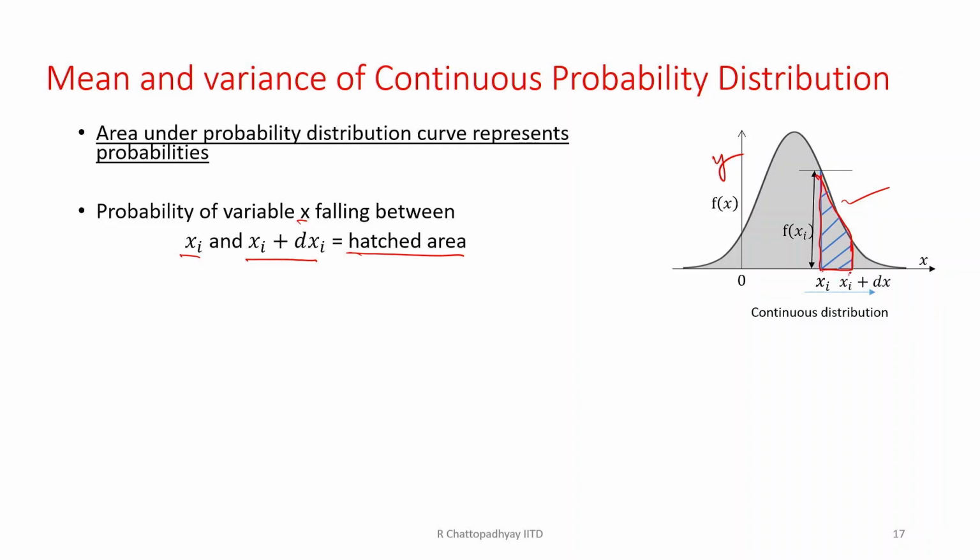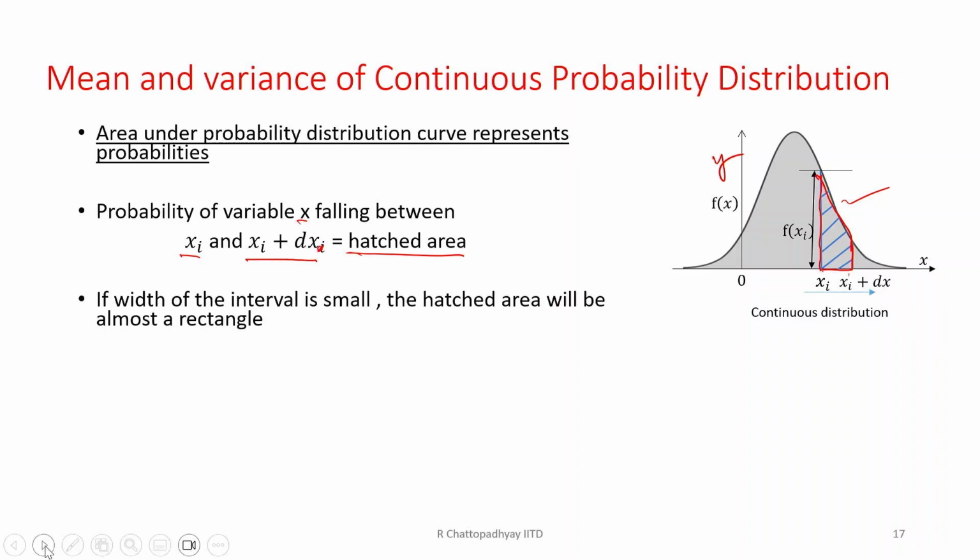xi plus dx. If the width of the interval is small, the hashed area will be almost like a rectangle. Like this. Suppose this width I make very, very small. It will be almost like a rectangle because this height is going to be so low. If I reduce dx further, smaller and smaller, it will be almost like a rectangle.